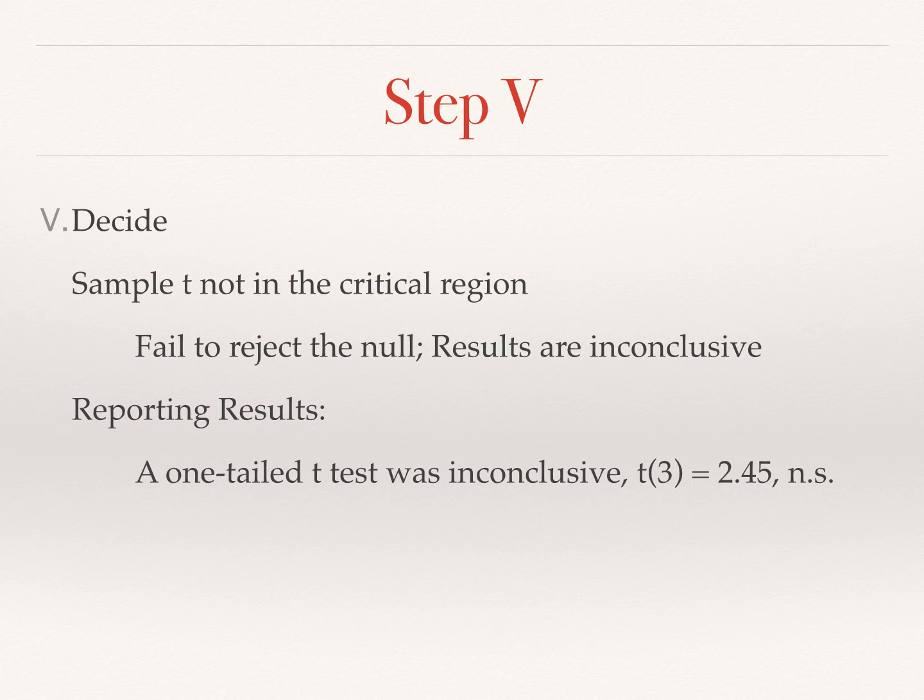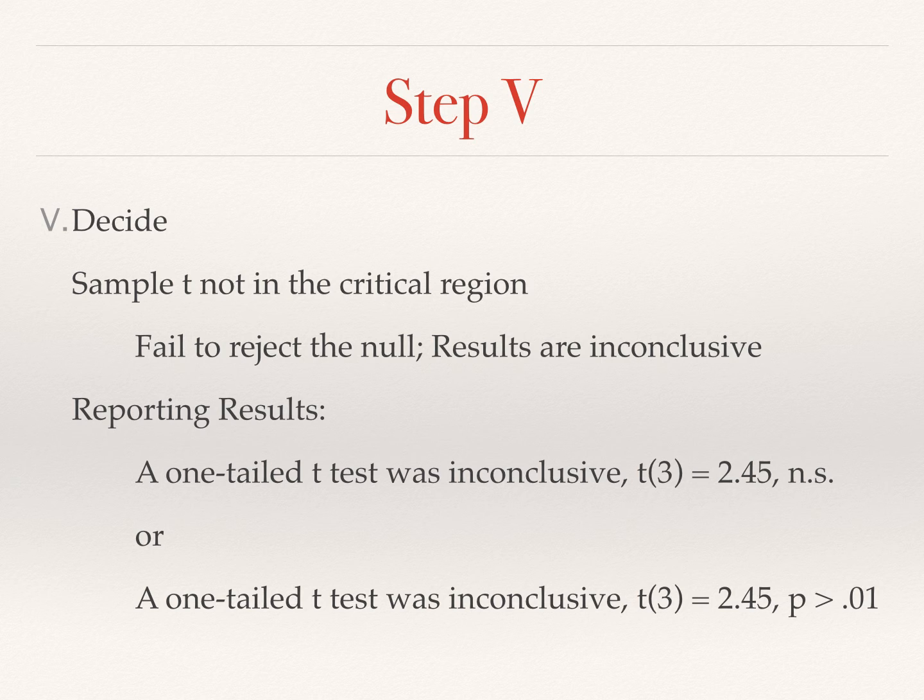So we could say a one-tailed t-test was inconclusive, and we would still give that t-statistic. We would still tell you what the t-distribution is. Instead of saying p is less than 0.05 or 0.01, however, we say not significant. Or you could say p is greater than 0.01, instead of p is less than 0.01. Either one of those is completely appropriate.